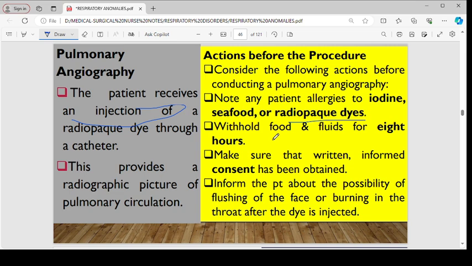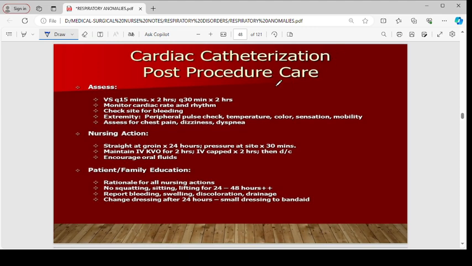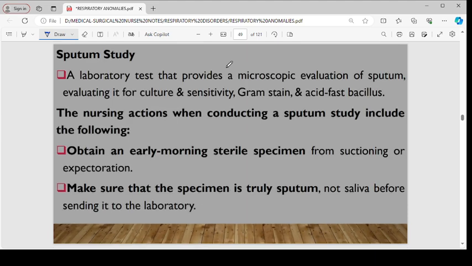Also, we withhold food and fluids for 8 hours to avoid aspiration, and make sure that written informed consent has been obtained to avoid unnecessary legal issues. Inform the patient about the possibility of flushing of the face and burning in the throat because this is an expected side effect of this procedure, right? So we have the angiography. Generally, with angio, we are looking at blood vessels, so we are visualizing the blood vessels. So pulmonary, we could be concentrating on the lungs, or cardiac for the heart.